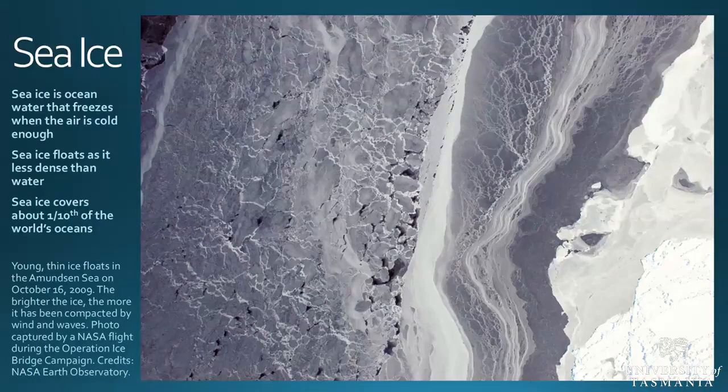What is sea ice? Sea ice is frozen seawater. Because ice is less dense than water, it floats on the surface of the ocean and covers about 12% of the world's ocean at any one point in time. Sea ice is also beautiful.